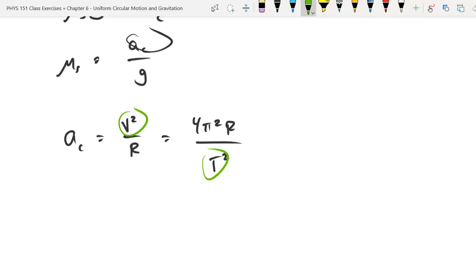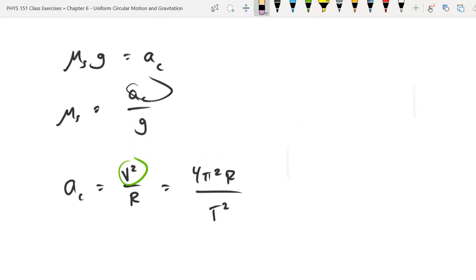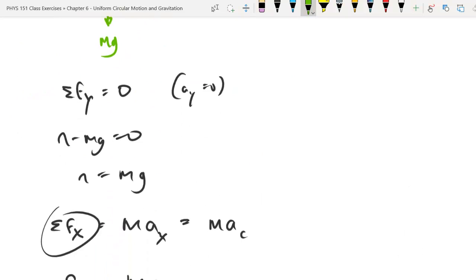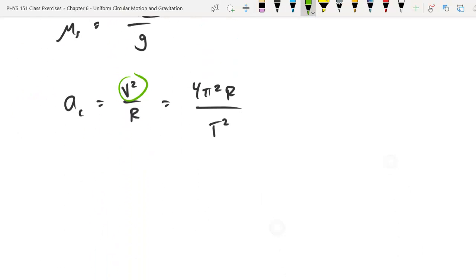This is probably the easier way to go about it, given the information that we have. We can find this period as the time for one revolution, right? So they gave us the revolutions per time. They gave us 40 revolutions per minute. So I can just take the inverse of this and get minutes per revolution. Although we'll need it in seconds, because everything else is in standard units, which will have seconds for time.